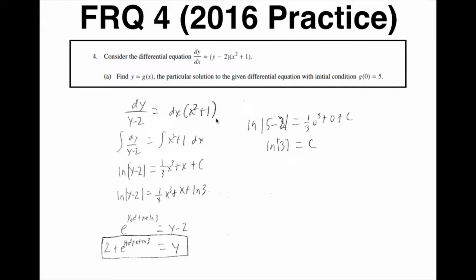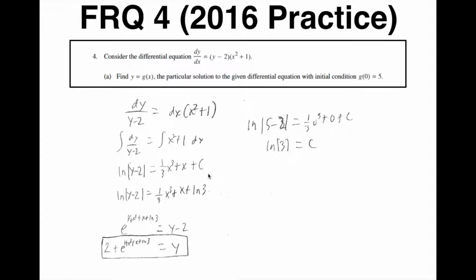First of all, they separated the variables, so the y's with dy, the x's with dx. That's the first step you need to do. Secondly, the student added the integral signs on both sides, and then they integrated. So the integral of 1 over y minus 2 dy is ln of absolute value of y minus 2, and the integral of x squared plus 1 dx is 1/3 x cubed plus x plus c.